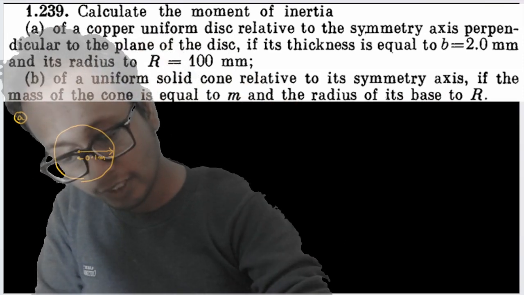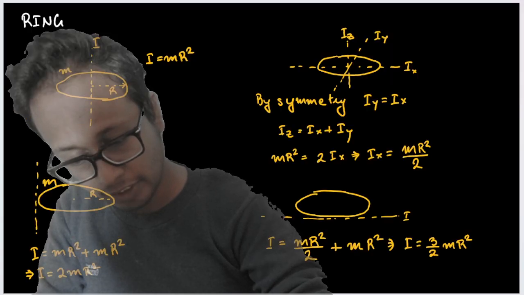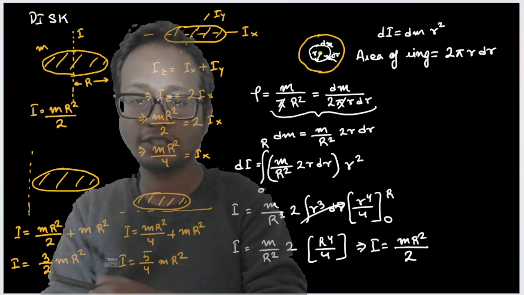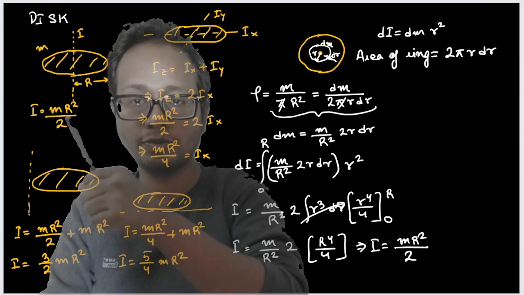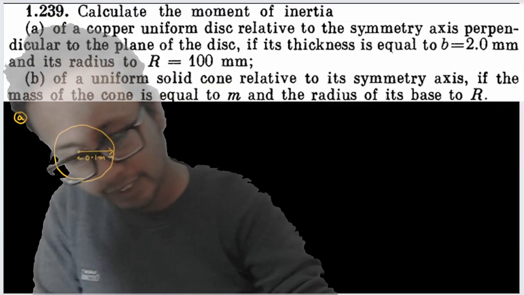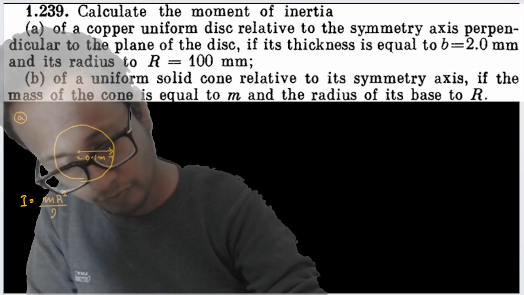So what is the moment of inertia of a circular disc? This was ring, this was disc. The moment of inertia of a circular disc through the center is nothing but m r square by 2, isn't it? So moment of inertia is nothing but m into r square by 2.